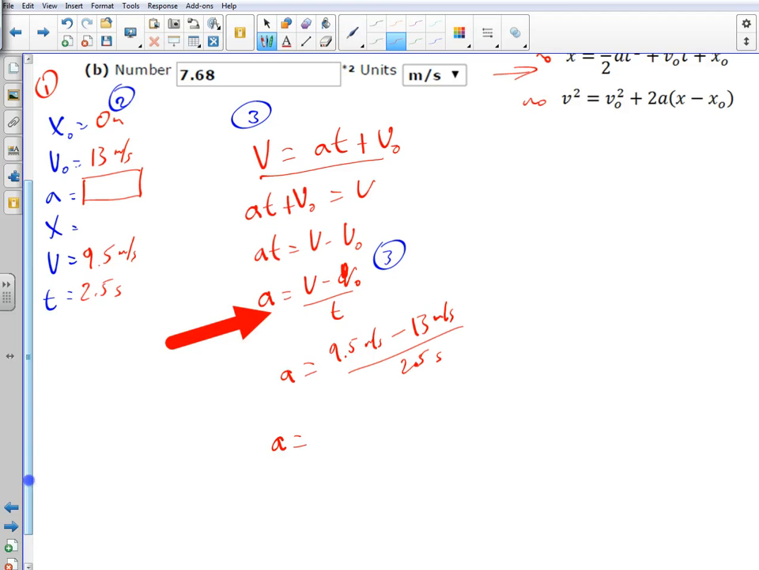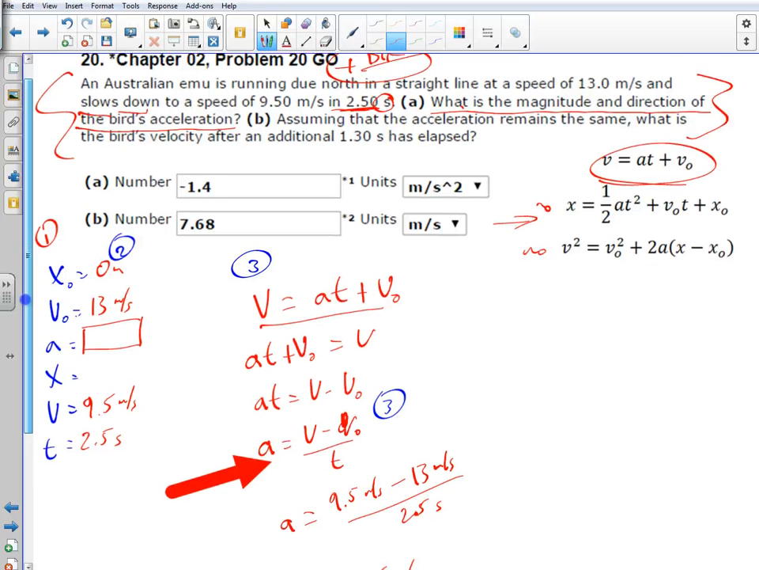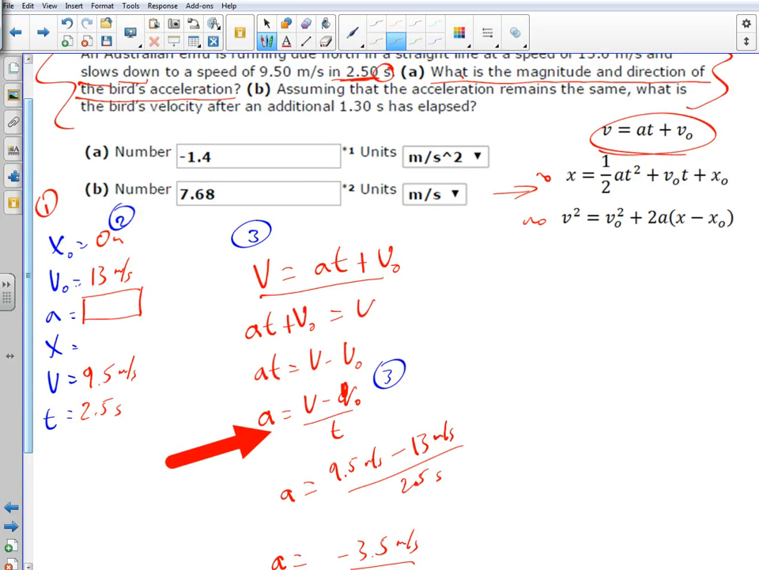I'll take care of pushing the buttons, although you should be ahead of me. 9.5 minus 13, you can handle that. It's negative 3.5 meters per second. Done. That change occurred in 2.5 seconds. I got an acceleration of negative 1.4 meters per second squared. Not surprising, we got a negative acceleration. Okay, that's part A. But now we'll start with basically a whole new problem for part B. We're going to keep this acceleration because the acceleration remains the same.